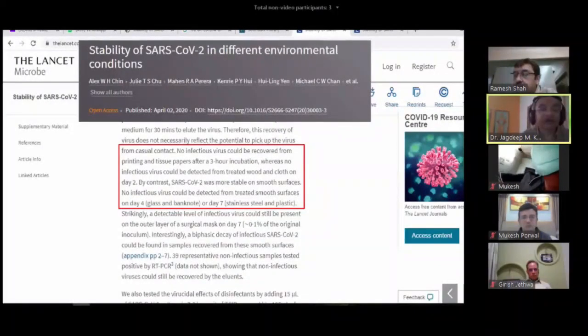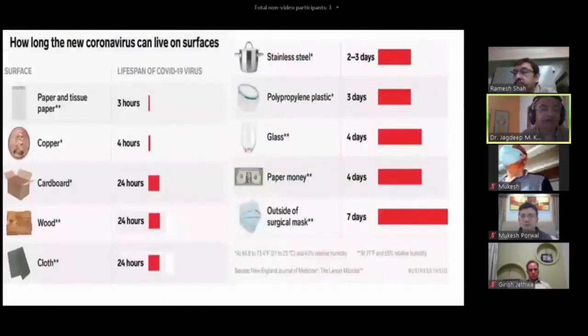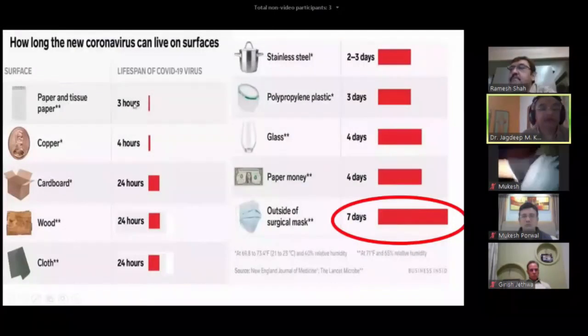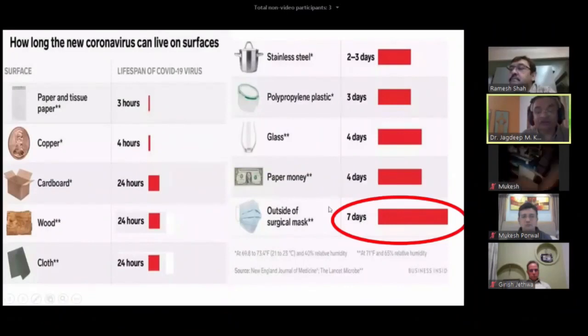And then this very nice paper came up on the 8th of April, which measures how long a virus from a casual contact survives in different environmental conditions and on different surfaces. It was found that on paper and tissue it survives only for 3 hours, on cloth for 24 hours, but on a surgical mask it stays for 7 days, and on paper money it stays for 4 days.